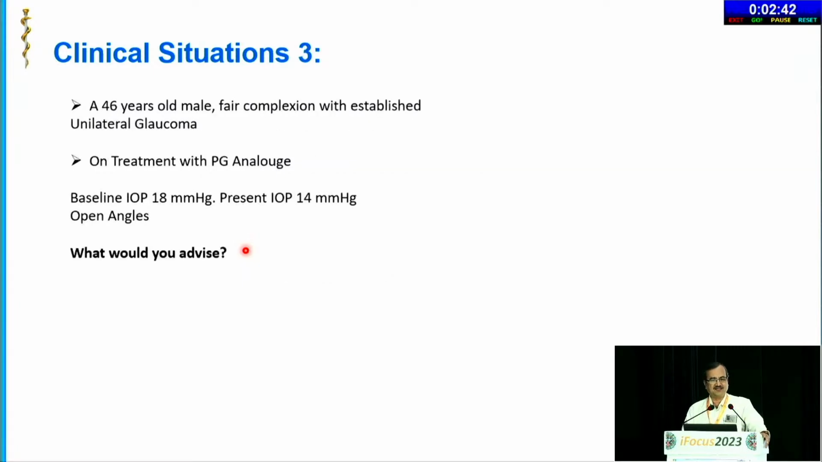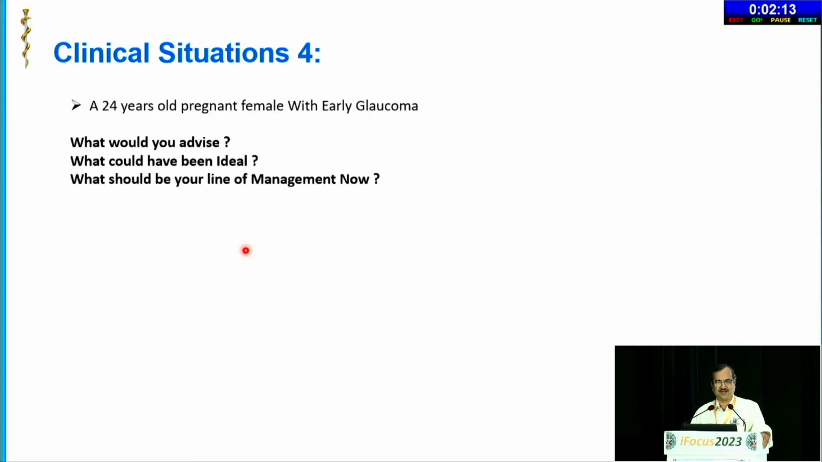Clinical situation 3, 46-year-old male, fair complexion with established unilateral glaucoma. He was on treatment with PG analogs. Baseline was 18 only in one eye and present 14. What would you advise? Are we justified in continuing a prostaglandin analog for this patient? Because we know the side effect profile of prostaglandin discoloration. Okay? So we can switch this medication to a better medication.